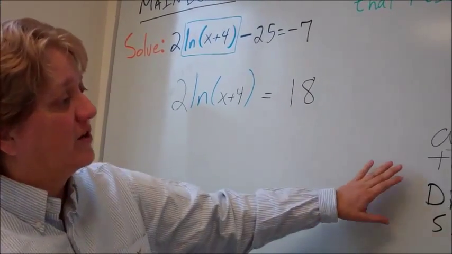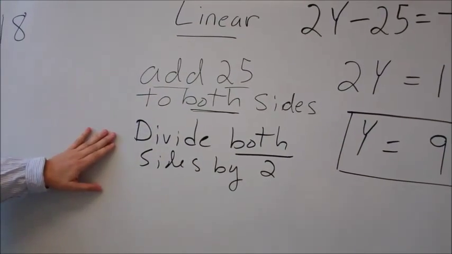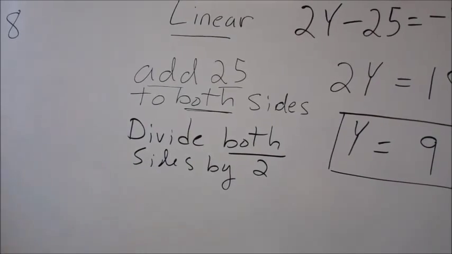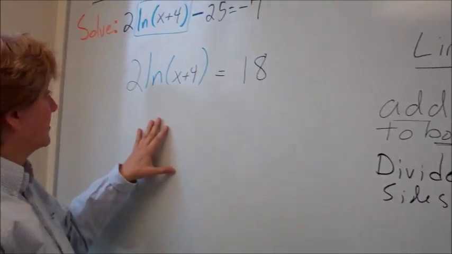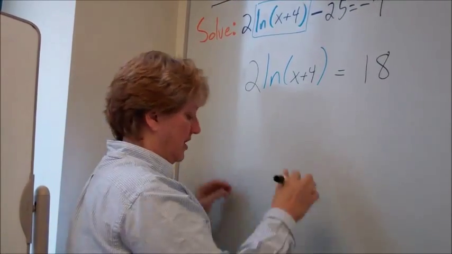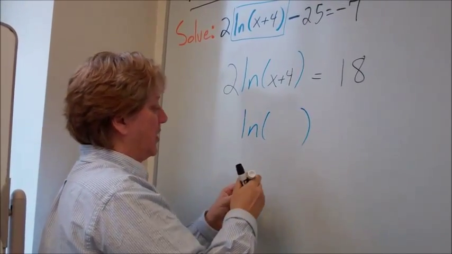What did we do next over here? So after we added 25, we divided both sides by the coefficient of the variable term. We divided both sides by 2. Let's do the exact same thing over here. Divide both sides by 2. And that isolates, completely isolates, our logarithmic expression.